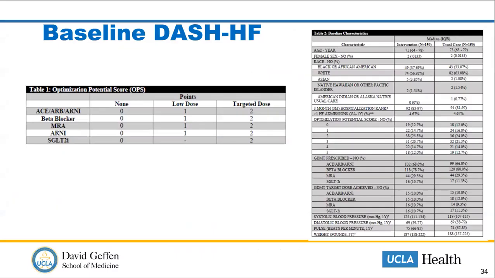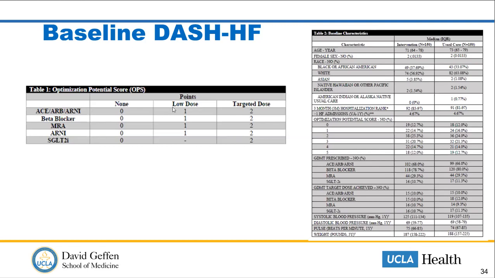And this is just some of our baseline characteristics. Median age 71. We only had 2 females, but they were in each arm, so perfectly balanced. 38% of our patients are African American. And then 5% had 1 admission in the last year. And then these are our optimization scores.